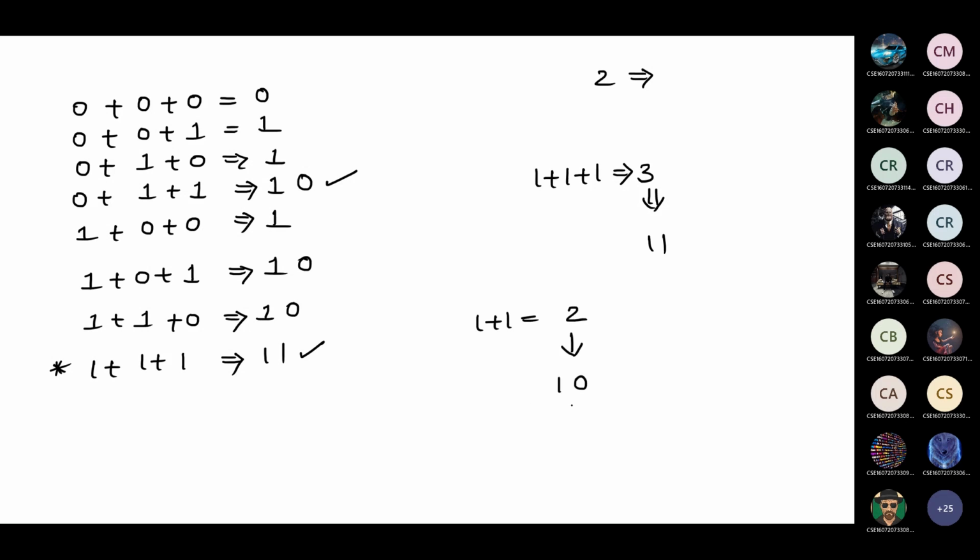Always make a note. Left bit is carry. This bit is sum. Here also same story. This is carry. This is sum. Okay. C stands for carry. S stands for sum. This one.